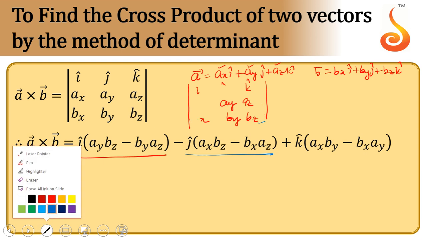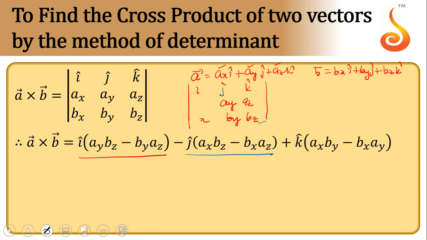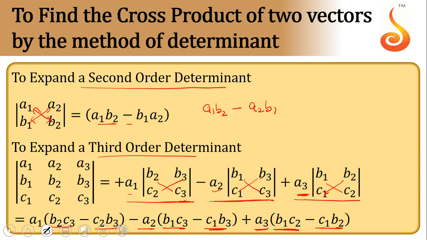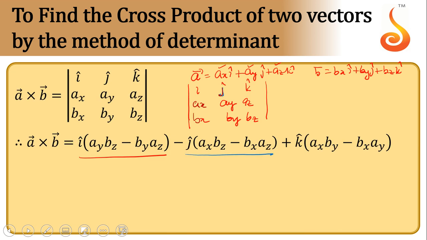This is j, this is AX, AY, AZ, and this is BX, BY, BZ. So now what is it? I'll take this k and then form a second order determinant whose solution is here. So this is how to find the cross product of two vectors by the method of determinants.